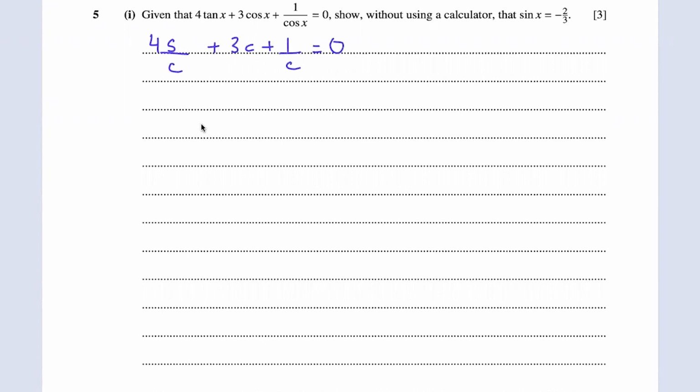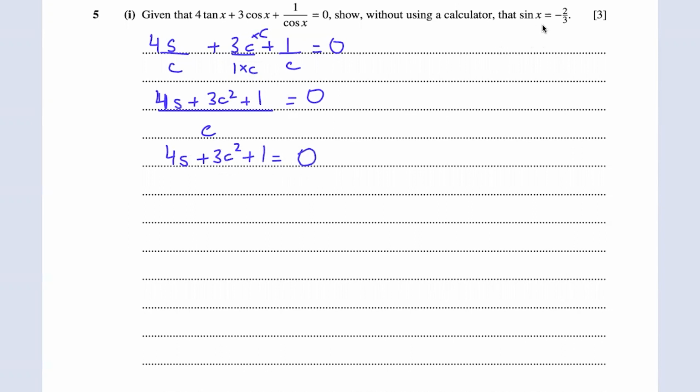Taking the LCM, the LCM will be cos. The denominator over here is 1, so this will also multiply by cos. So we get 4 sin plus 3 cos squared, as this will also multiply by cos, plus 1 is equal to 0. So cos times 0 will become 0.